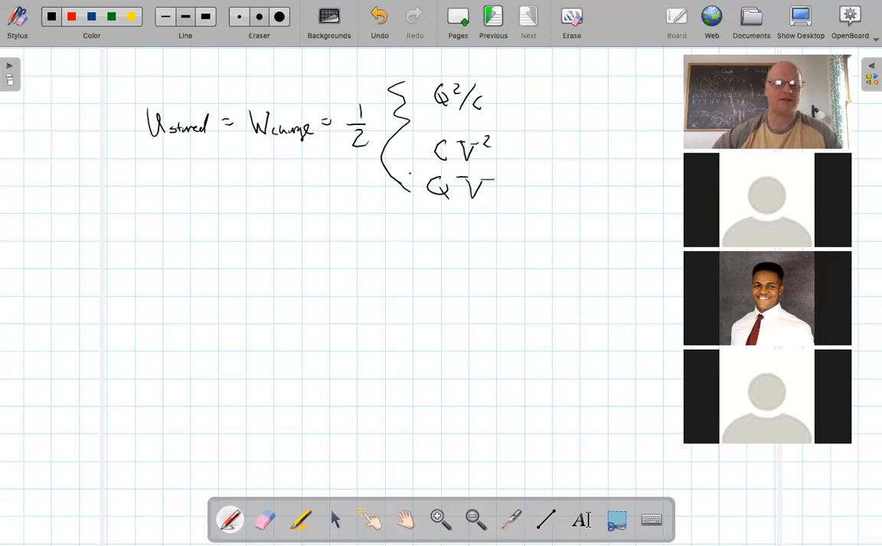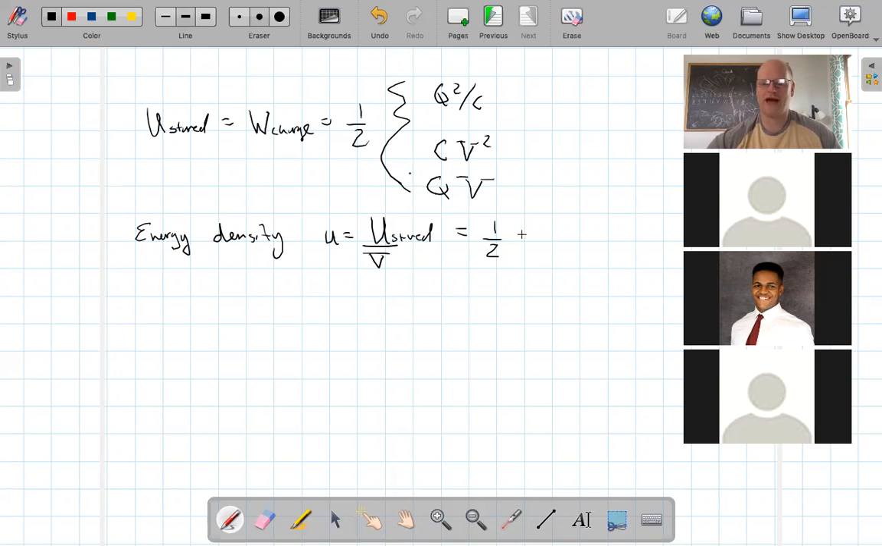Or we said we can look at what's known as the energy density, which is the energy per unit volume. So we write that as little u, which is equal to big U divided by the volume, which is equal to 1/2 epsilon naught times the electric field squared. So here we just said that the energy is stored directly in the electric field. Here the energy is stored in the charge. Here the energy is stored in the potential. Here the energy is stored in the potential and the voltage. So any one of those is fine.